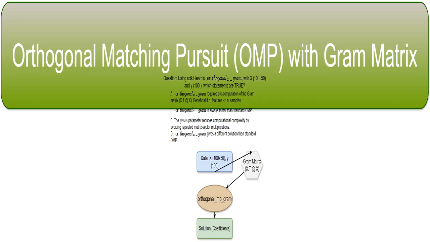That's absolutely right. This statement highlights the core idea. _orthogonal_MP_gram is all about pre-computing the gram matrix. This is only really beneficial when we have far fewer features than samples. Think many more rows than columns in your data.